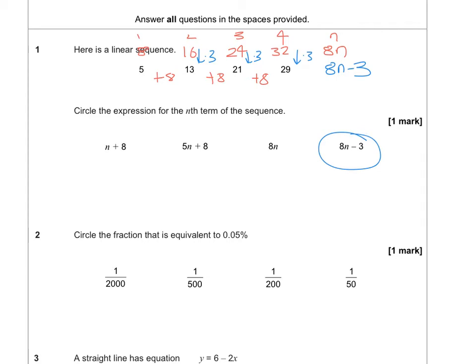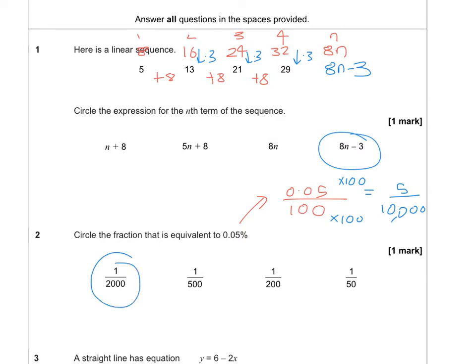Question 2. Circle the fraction that is equivalent to 0.05%. 0.05% would be 0.05 over 100. If we then multiply the numerator and the denominator by 100, we get to 5 over 10,000, which we can then simplify down to 1 over 2,000.